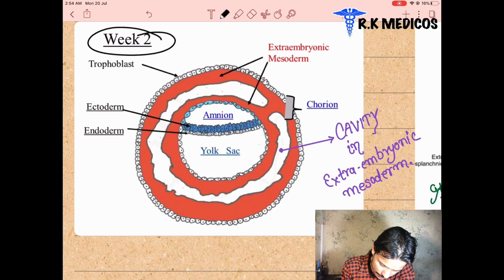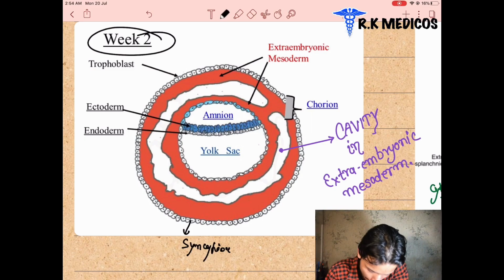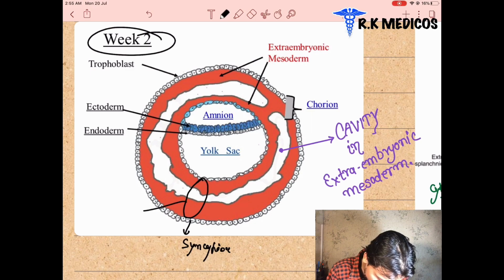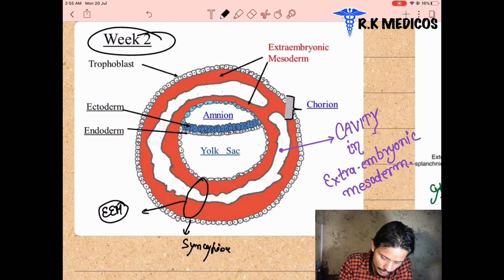This one is syncytiotrophoblast, and this whole structure is the extra embryonic mesoderm. Inside the extra embryonic mesoderm a special type of cavity is formed. We can see something just inner to it, a red structure, and just outer to it, a red structure. Some name for this and some name for this. What is it? We are going to see now.